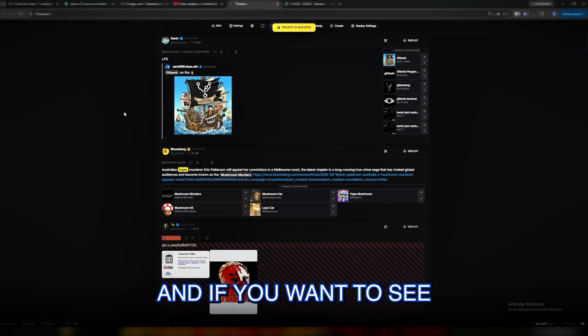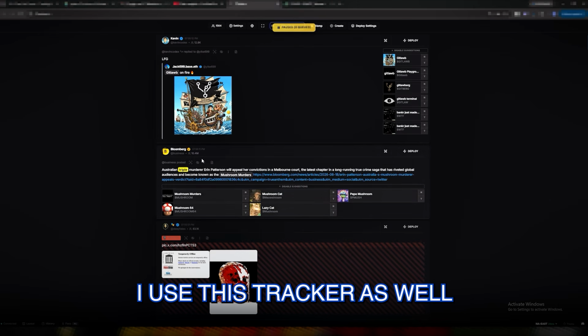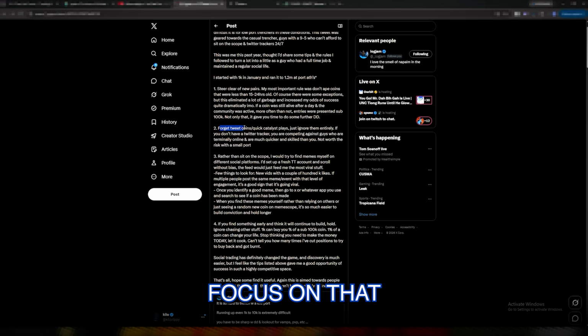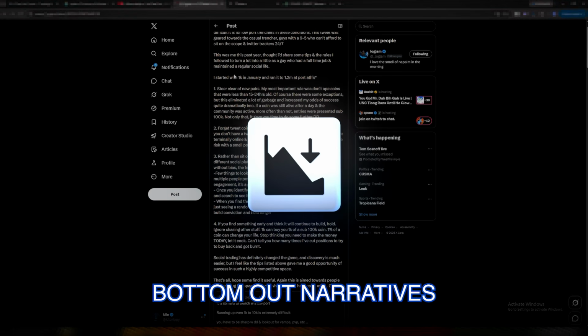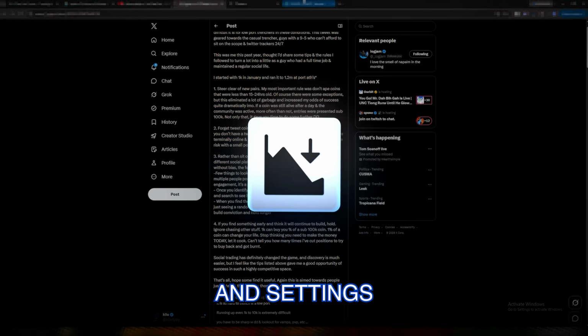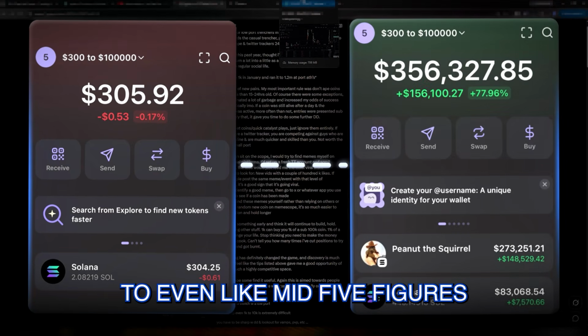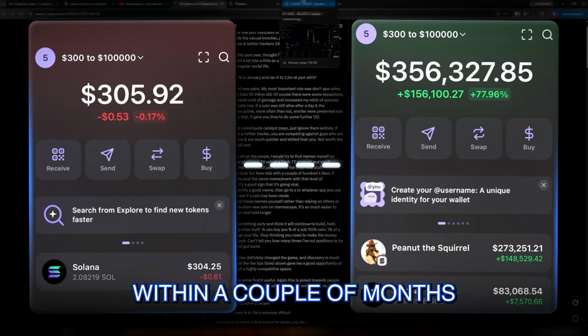It's always important. And if you want to see virality coins, obviously I use this tracker as well to see how many people are tweeting about that coin. For now, your job is to not focus on that. Your job is to focus on bottomed out narratives, and using these filters and settings, I'm sure that even with myself, if I started a low port again, I can probably compound that to even like mid 5 figures, 6 figures within a couple of months.